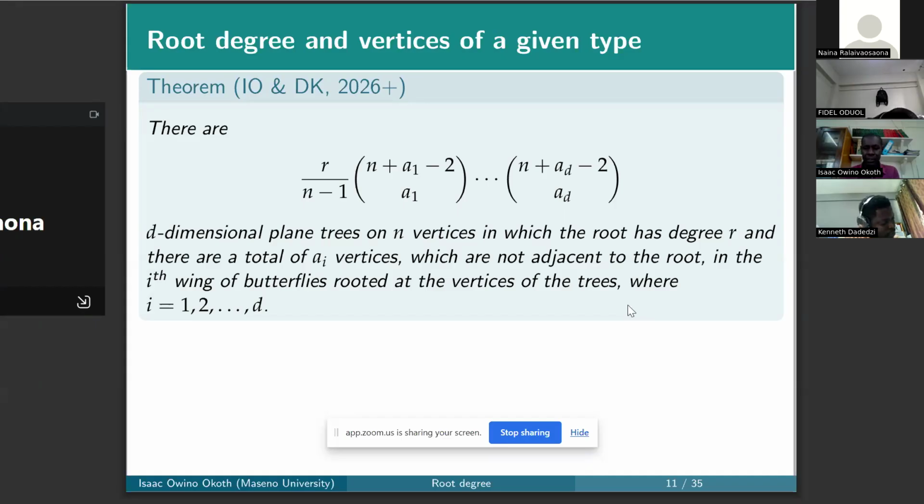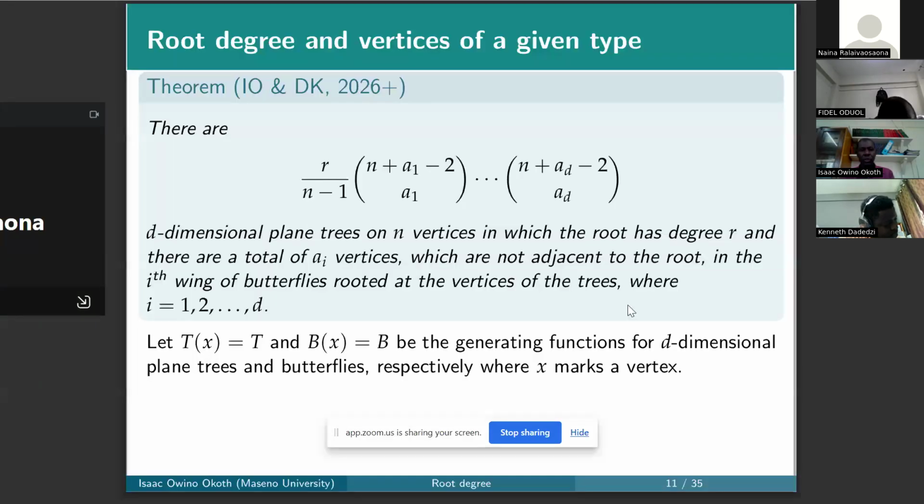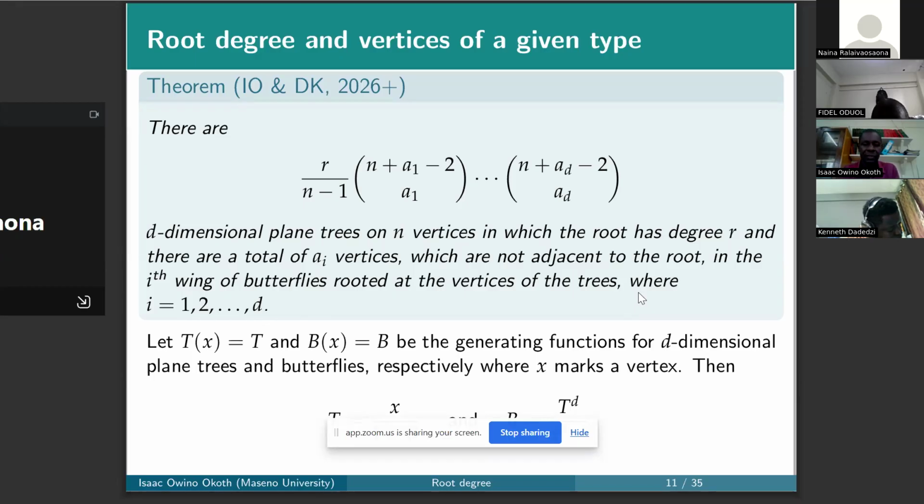So how do we construct the proof for this? We use generating functions, as I've said. We let t and b be the generating functions for the d-dimensional plane trees and their forests, respectively, where x marks a vertex. Then we can say that t is given by a collection of butterflies, and that's why it is x over 1 minus b.